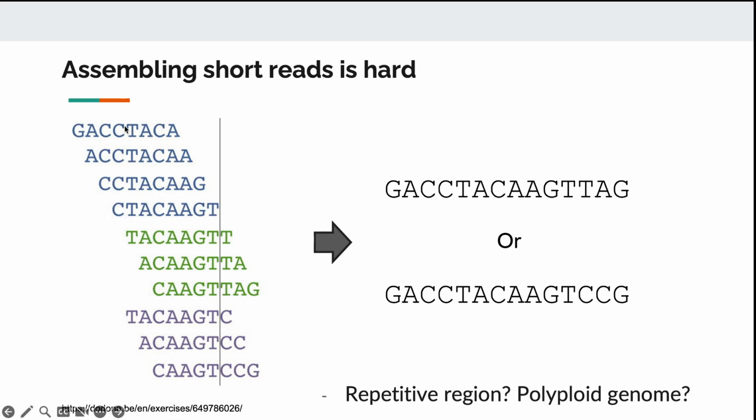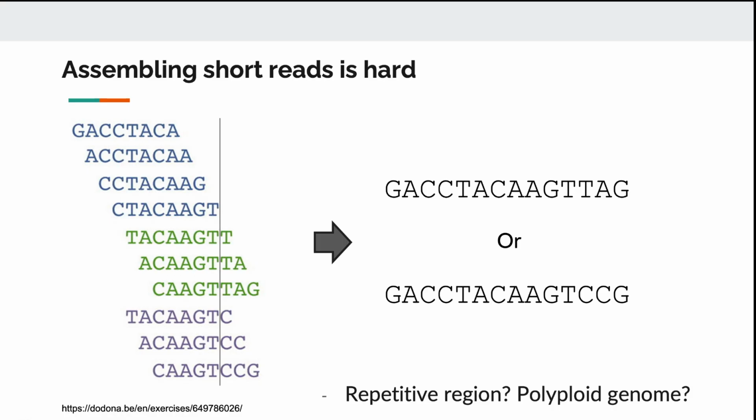But if we want to assemble these reads together, we run into a problem: before this vertical line to the left, everything agrees. But after this vertical line, there are two possibilities. Do you want to believe that the next sequence would be TAG or would it be CCG? How would you know? And this might be both true.